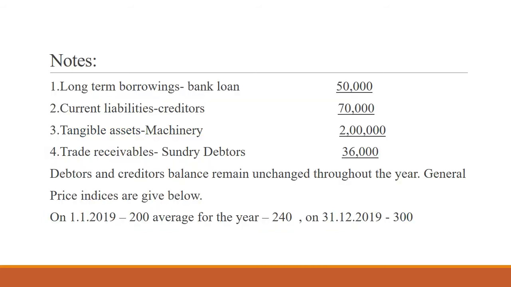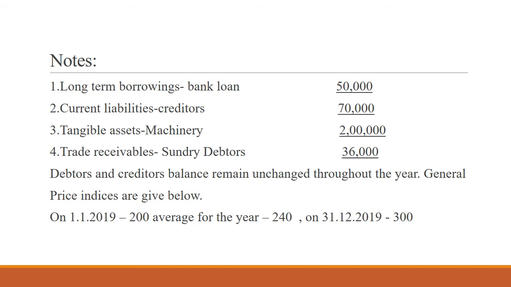Notes are given in the questions. Note number 1 is long-term borrowing, a bank loan of 50,000, and current liabilities consisting of creditors of 70,000. Tangible assets have machinery of 2 lakh. Trade receivables have sundry debtors of 36,000. Debtors and creditors balances remain unchanged throughout the year, with general price indexes given below.